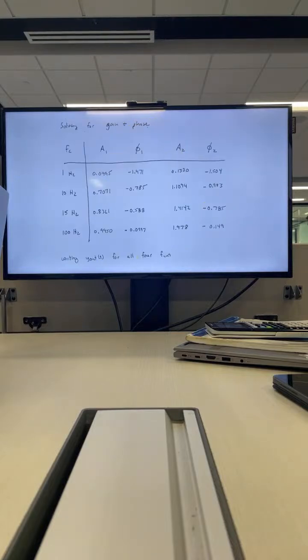Now I can plug in the values for the omega, that is the FC, the cutoff frequencies, and I can get the values for A1, phi 1 using your calculators. You can do it, and you can tabulate the A1, phi 1, A2 and phi 2 values corresponding to the 4 cutoff frequencies of 1 hertz, 10 hertz, 15 hertz and 100 hertz.